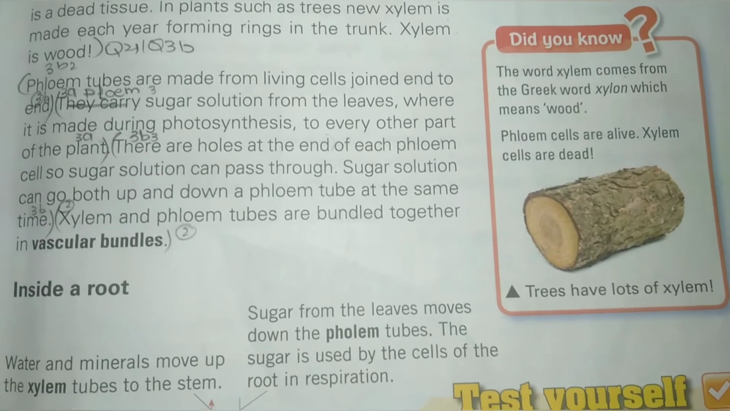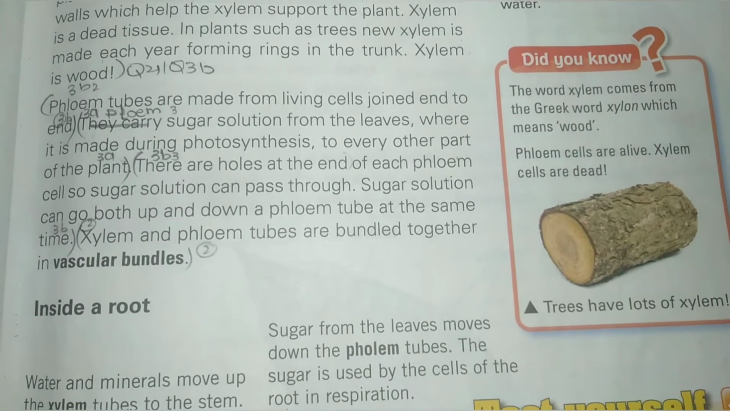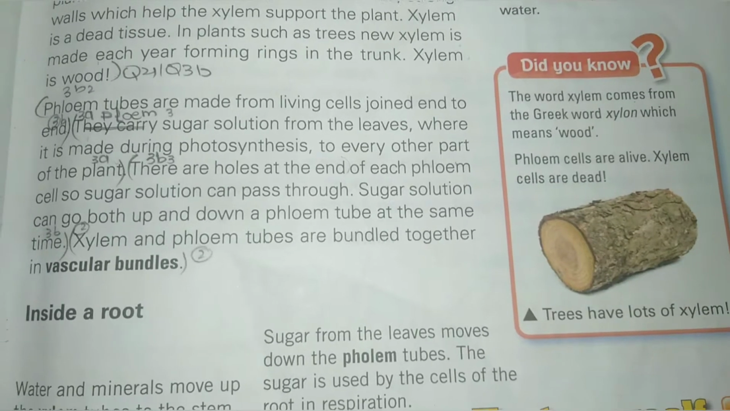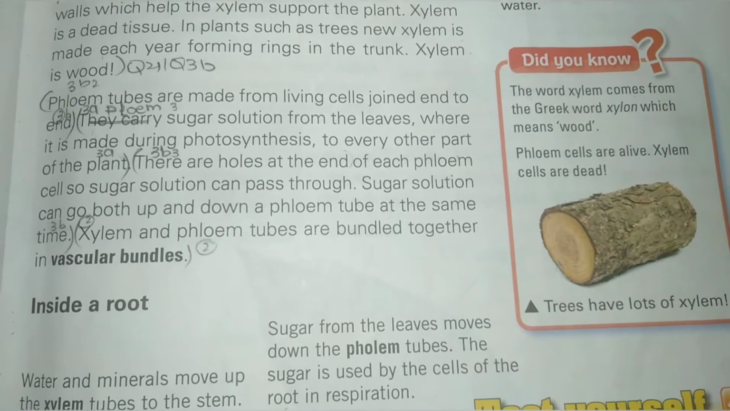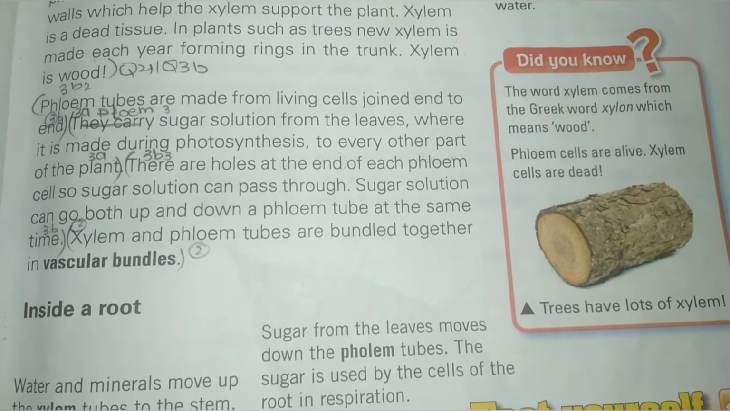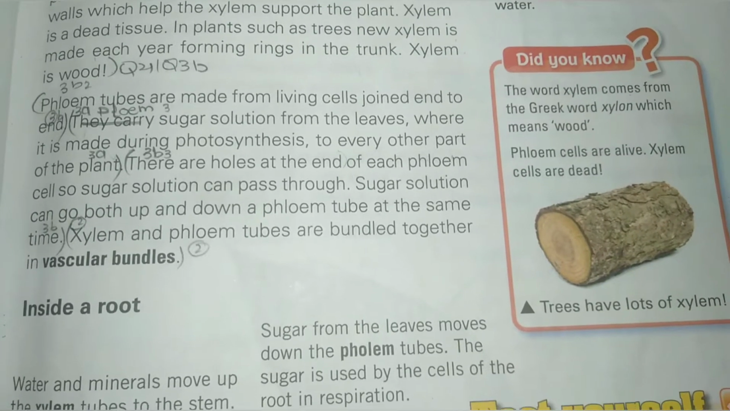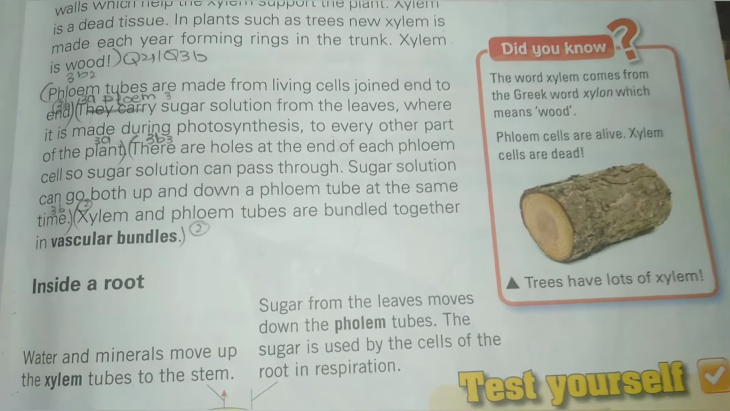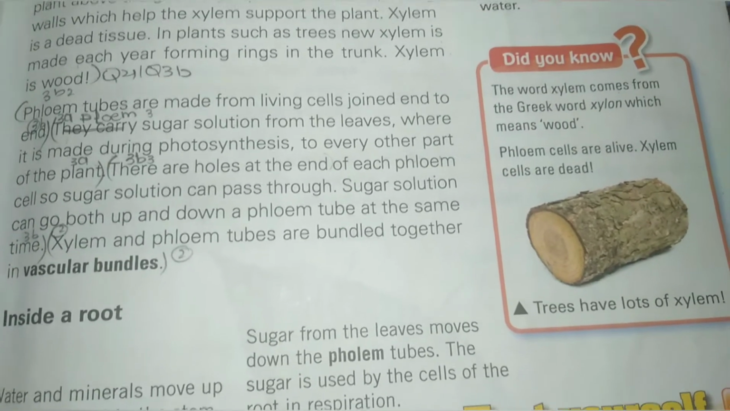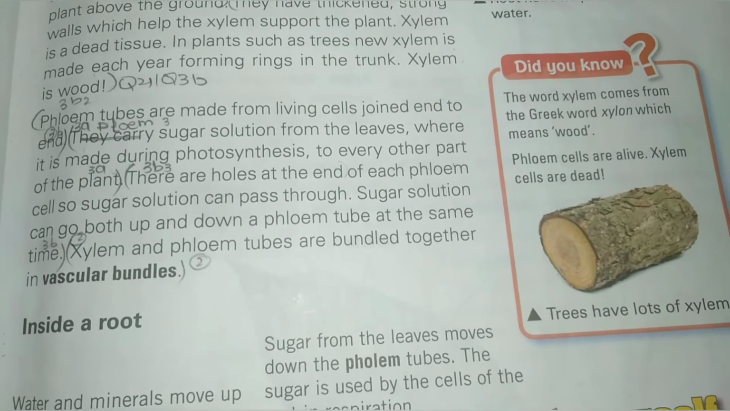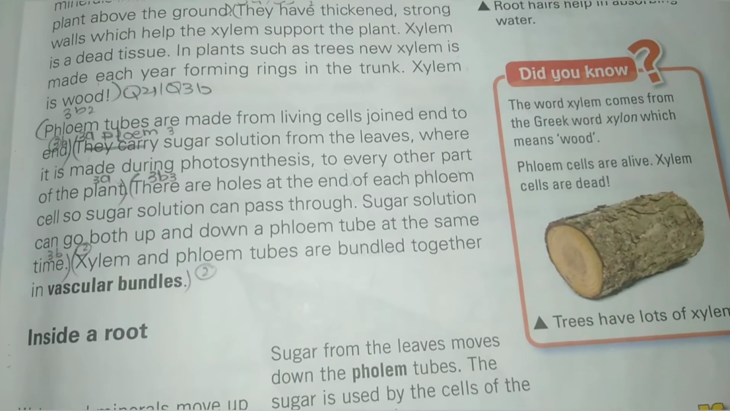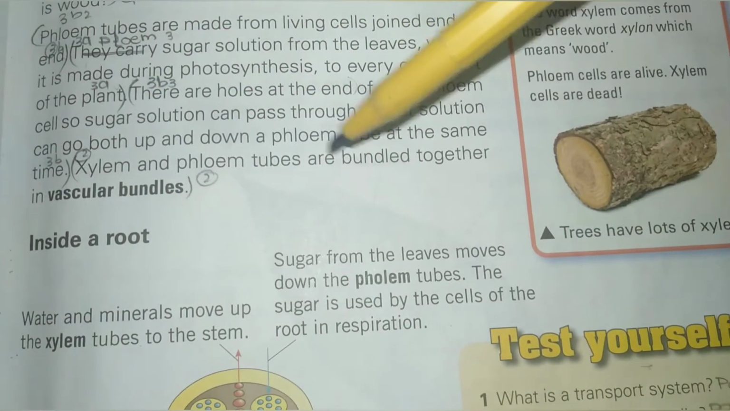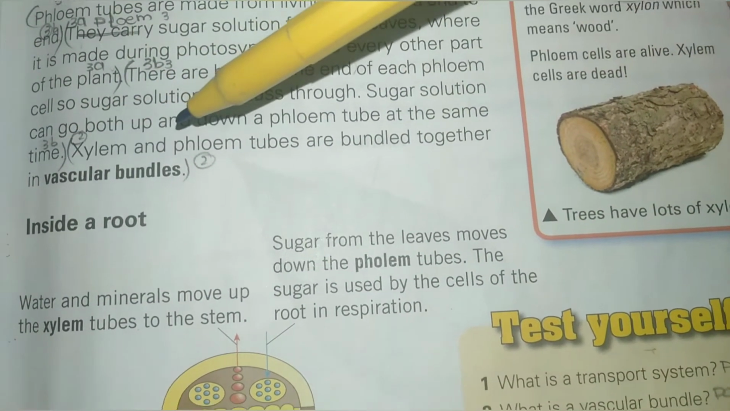Phloem tubes are made from living cells that are joined end to end. Phloem tubes carry sugar solution from the leaves, where it is made during photosynthesis, to every other part of the plant. There are holes at the end of each phloem cell, so sugar solution can pass through it. Sugar solution can go both up and down a phloem tube at the same time. Xylem and phloem tubes are bundled together in a vascular bundle.